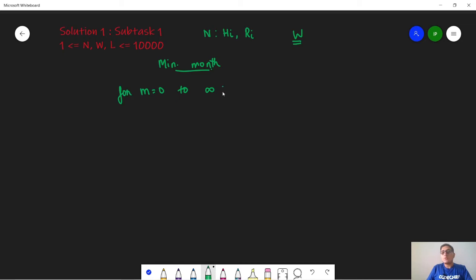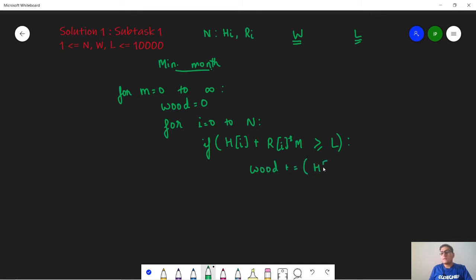and we will calculate the amount of wood that we have in the mth month. For example, let us say that initially we have 0 height of wood. Now we can iterate over all the trees, and if the height in the mth month, which is equal to h of i plus r of i times m, is greater than or equal to L, where L was the limit after which we are allowed to cut the tree, then we increase our wood by h of i plus r of i times m.